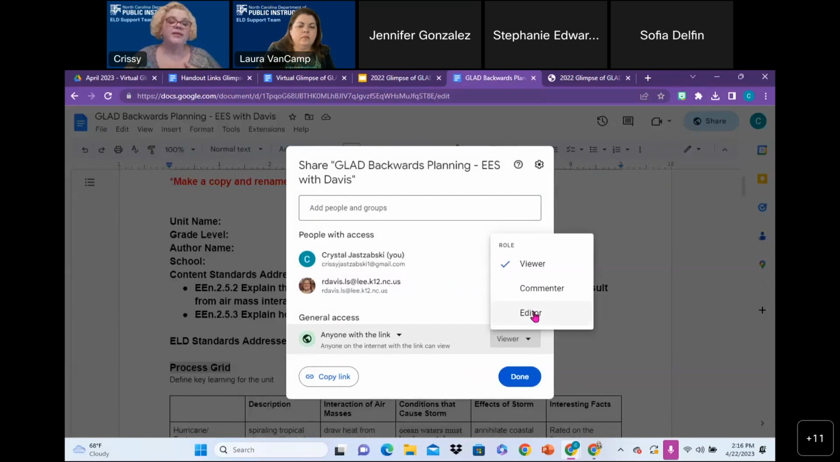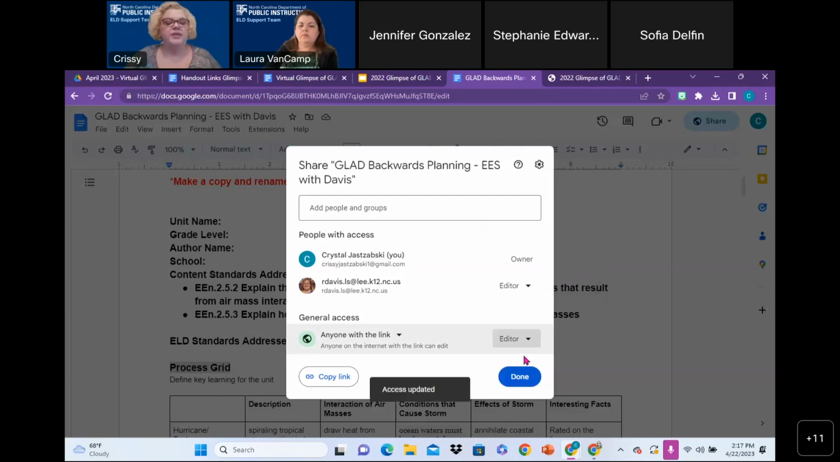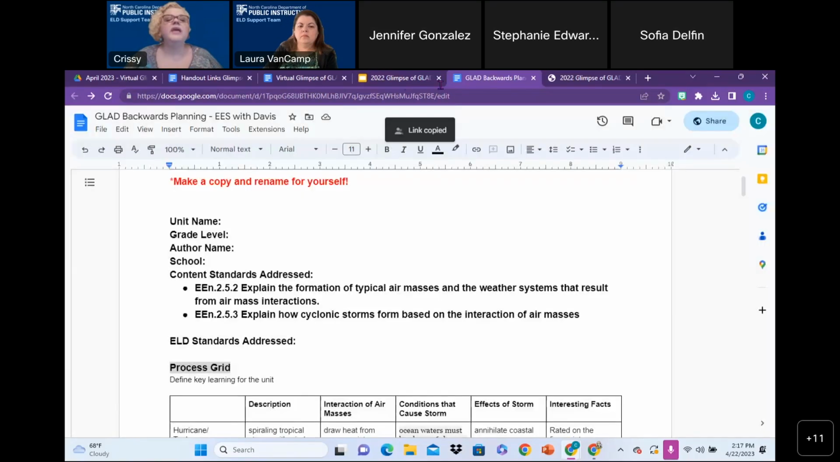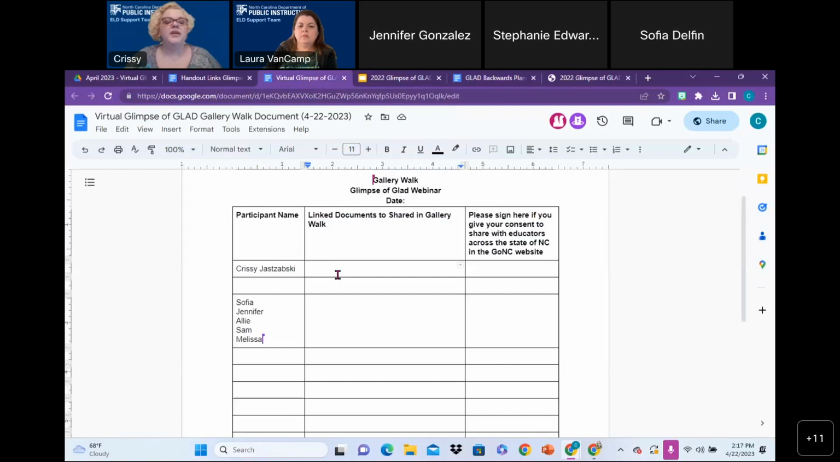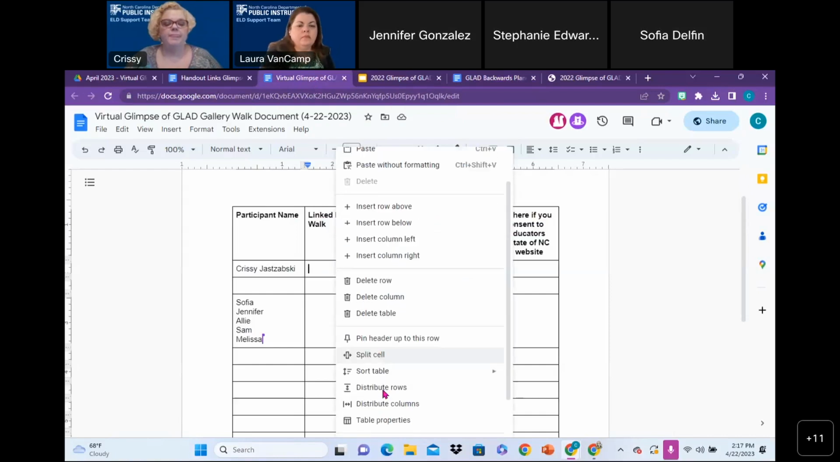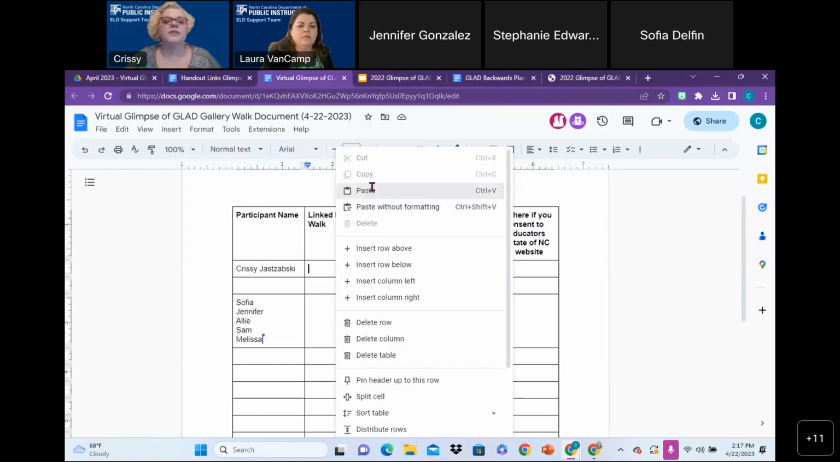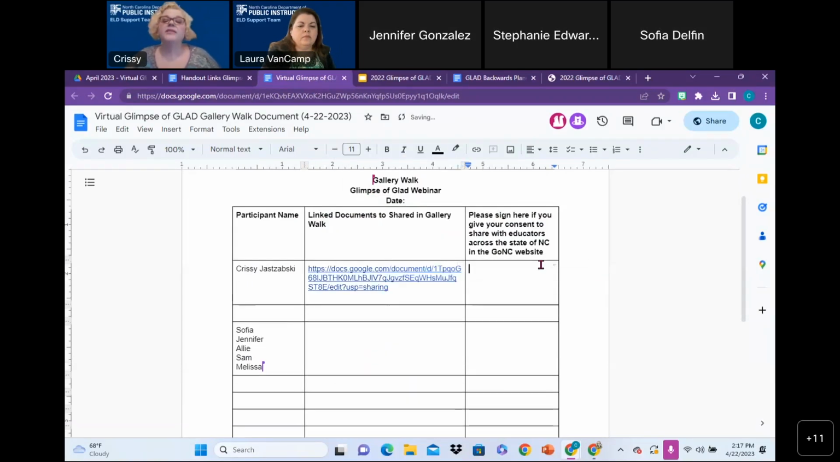If you're going to allow us to use it on Go NC Open, if you're going to give us permission to use those materials and post them, you might want to put editor in case we have to make a little adjustment with spelling or something like that. If not, viewer is fine. Hit copy link. And then you're going to go to that gallery walk and paste the link. And then here is a column that says, please sign here if you give your permission to share with educators across the state of North Carolina and Go NC Open.